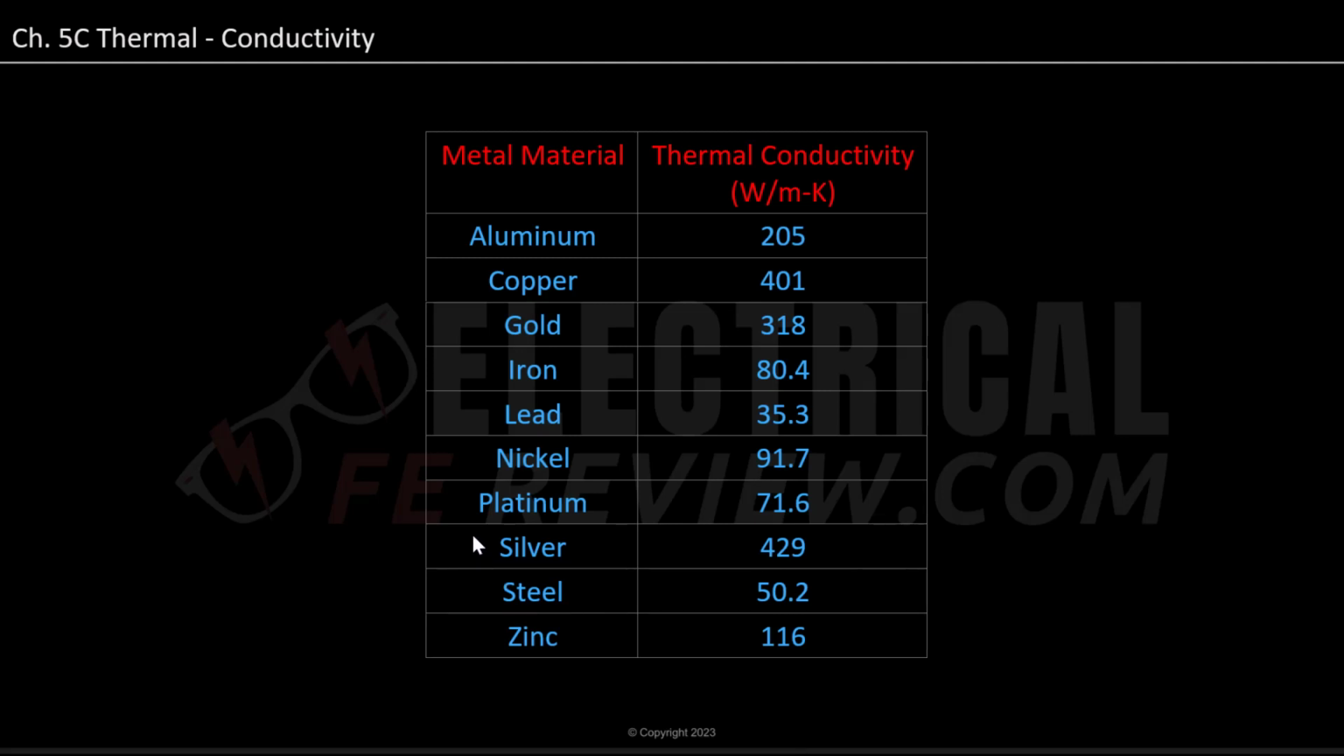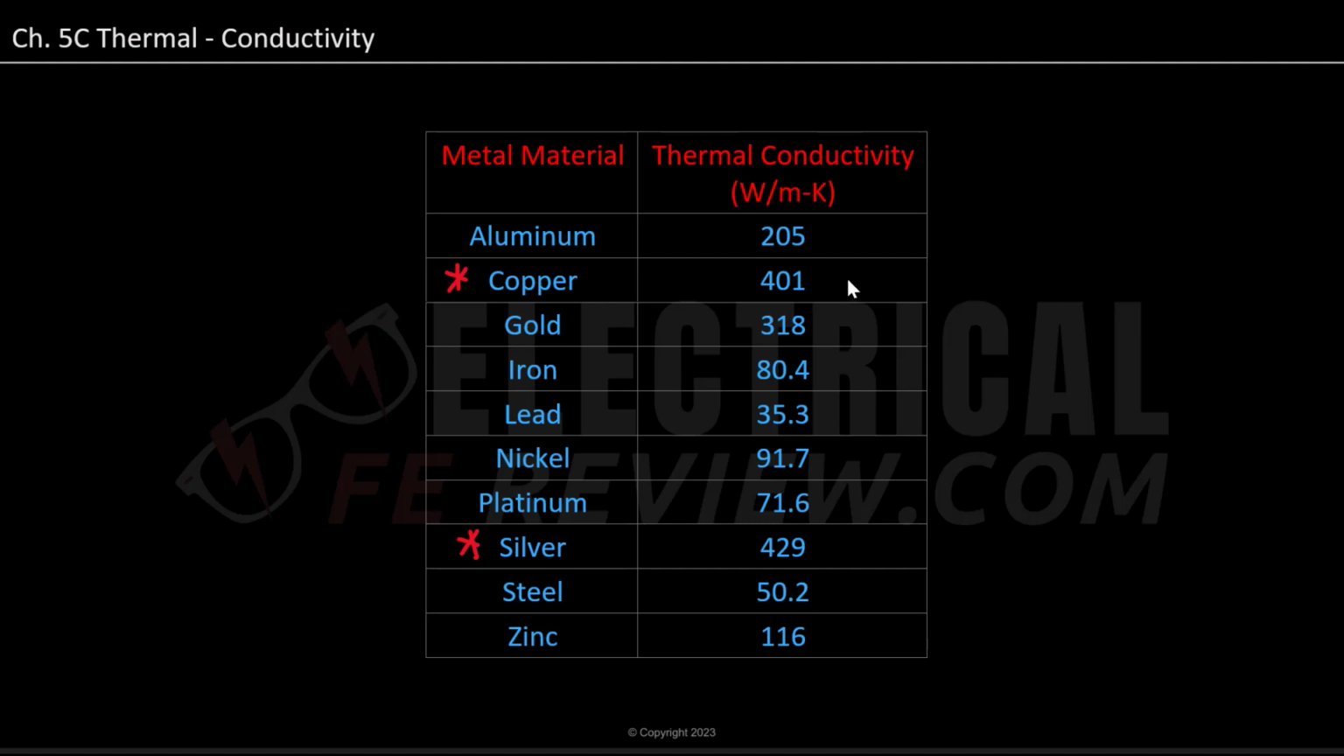Looking at this table, we can see that silver has the highest thermal conductivity, with 429 watts over meter Kelvin. If we were to compare this to steel, which only has 50.2 watts over meter Kelvin, we would be able to make the claim that silver is the better conductor for heat. Another metal with a high thermal conductivity is copper, which has 401 watts over meter Kelvin.